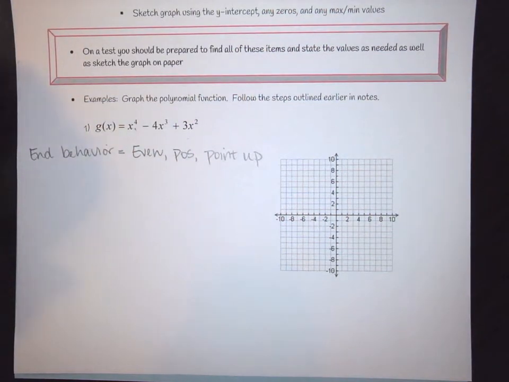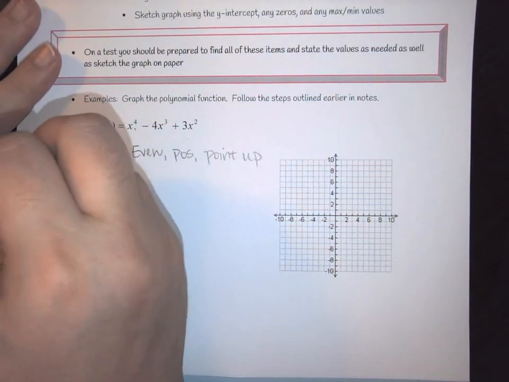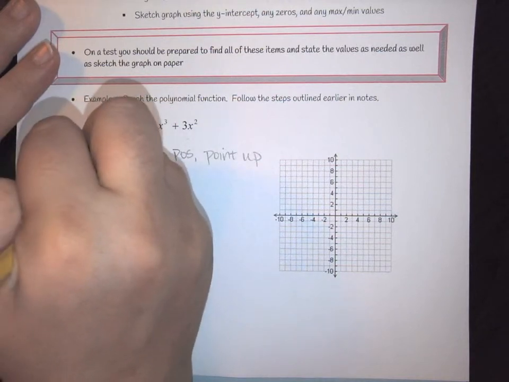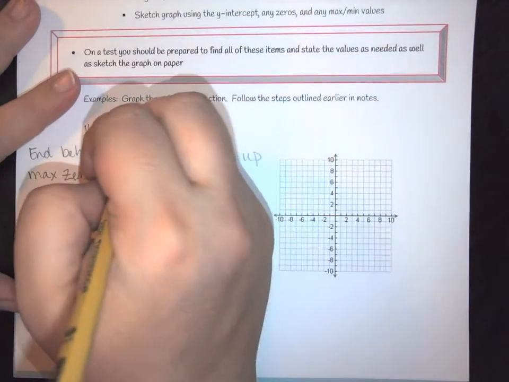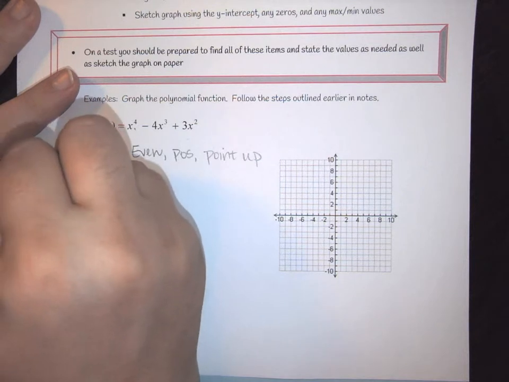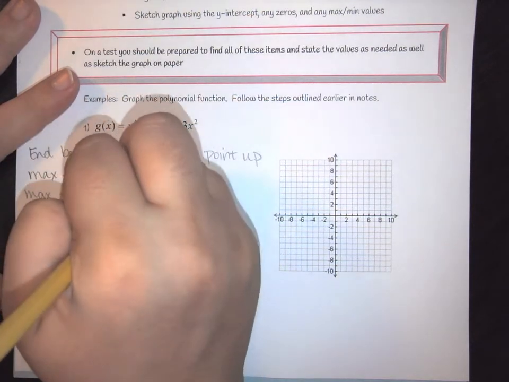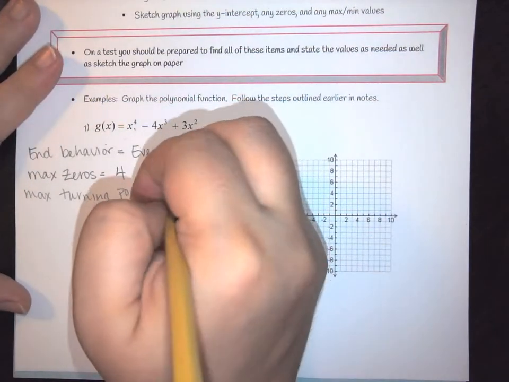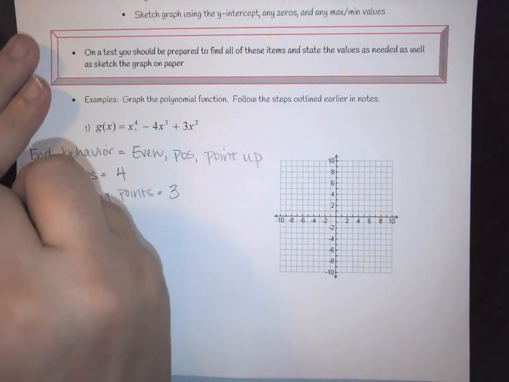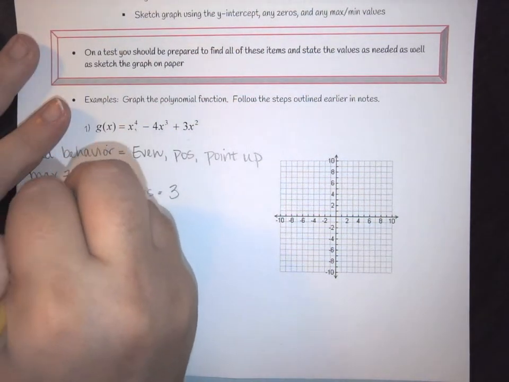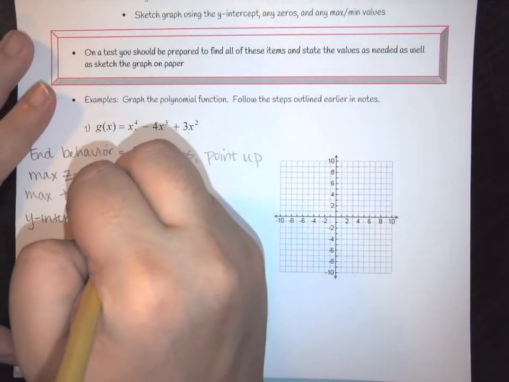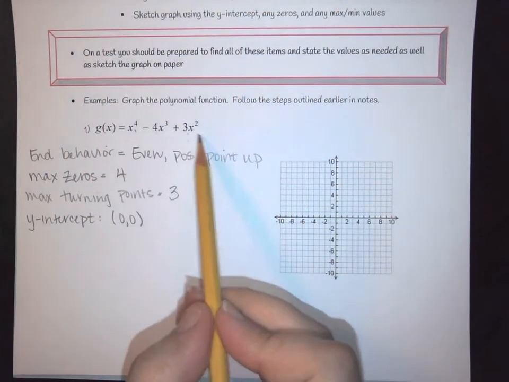Now after you identify your end behavior, you need to identify your max zeros. So my max zeros is going to be your degree, so in this case it's going to be 4. And then my maximum turning points, again, is n minus 1, so in this case it's going to be 3. Now, my y-intercept comes from putting all of your x's to 0, so in this case it's going to be through the origin, and that's because I don't have any constants here.